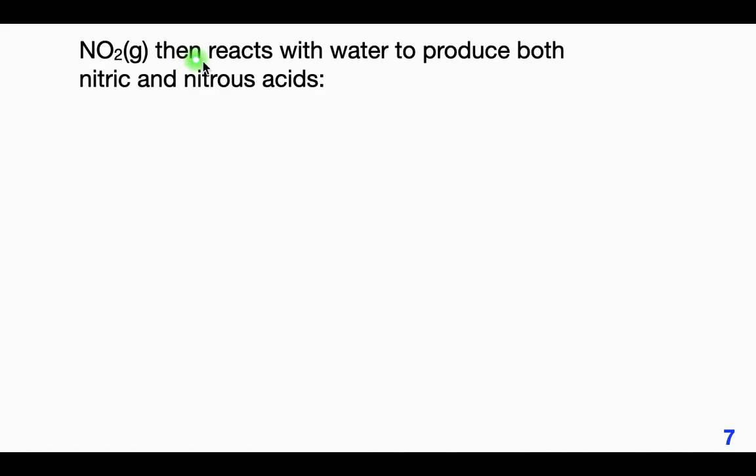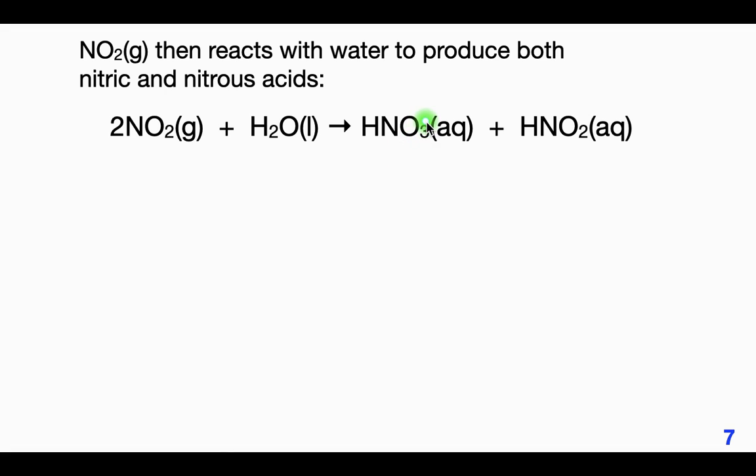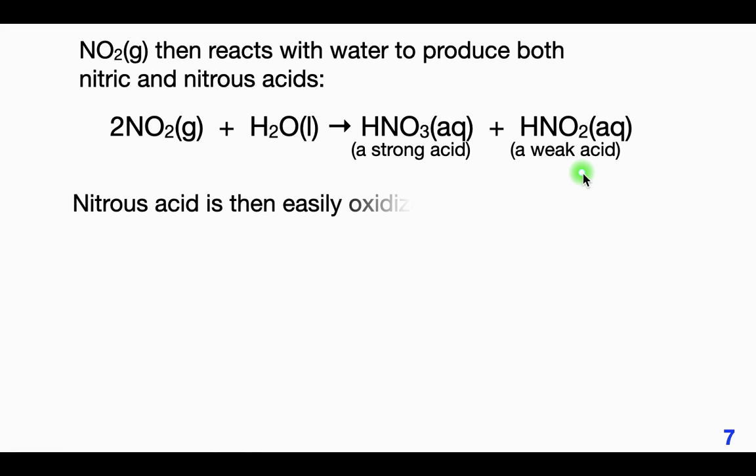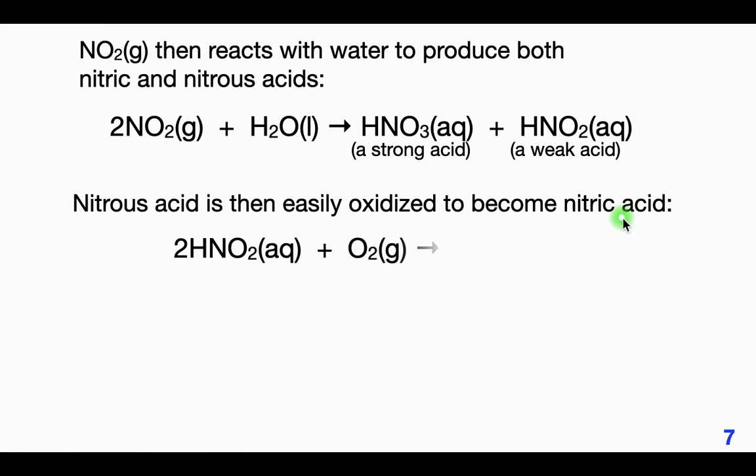Nitrogen dioxide then reacts with water to produce both nitric and nitrous acids. Nitric acid is a strong acid. Nitrous acid is a weak acid. So nitrous acid isn't very problematic. However, wouldn't you know, it is easily oxidized to become nitric acid. So nitrous acid reacting with oxygen forms nitric acid. So again, nitric acid is a strong acid, so that's problematic.